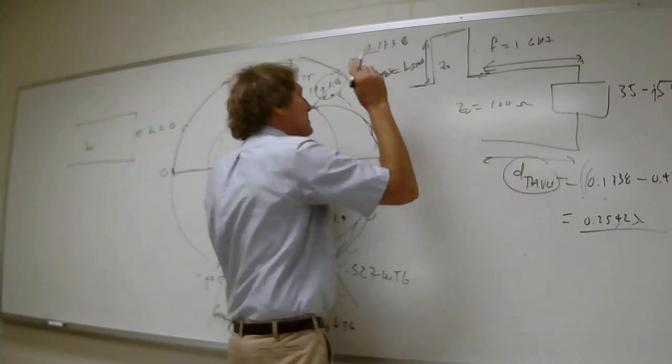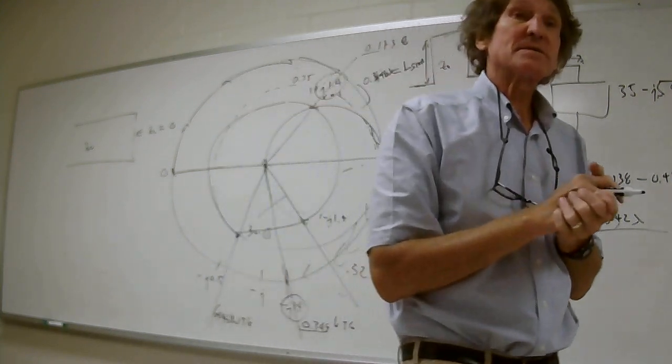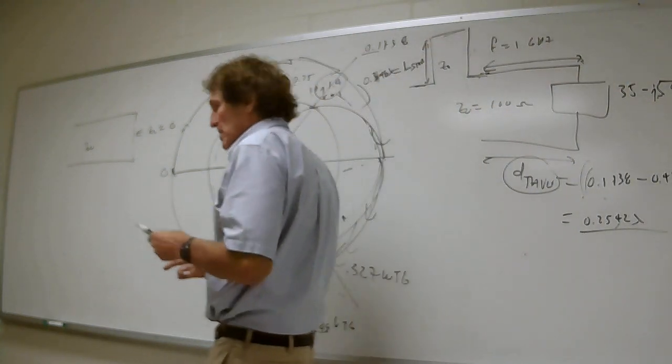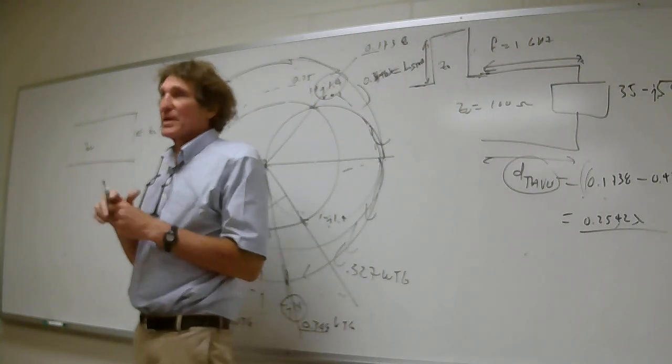0.348 lambda, and that's replacing this with a short circuit stub in series. Now, we're going to do the same thing, but it's going to have an open circuit stub. By the way, I don't recommend you ever use open circuit stubs, but I'm going to cover it just because they do occasionally pop up.